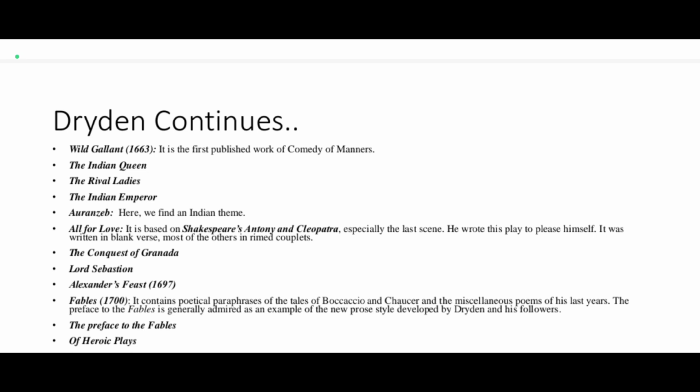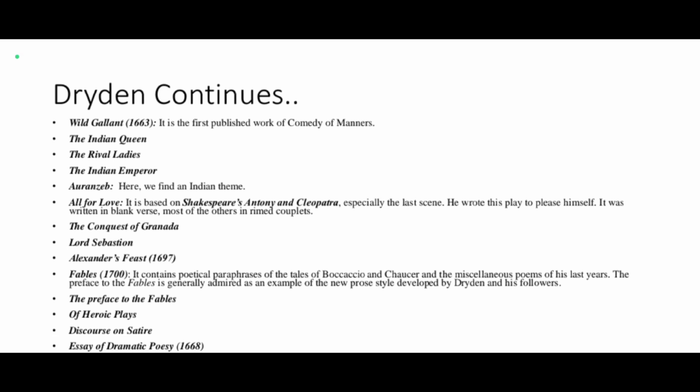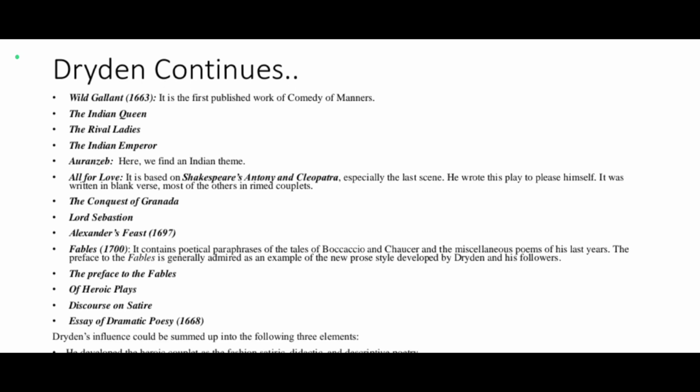Next we have Fables, which was published in 1700. It contains poetical paraphrases of the tales of Boccaccio and Chaucer and the miscellaneous poems of his last years. The preface to the Fables is generally admired as an example of the new prose style developed by Dryden and his followers. After that we have Of Heroic Plays, and then he has written Discourse on Satire, and then one important work, that is Essay of Dramatic Poesy, which was published in 1668. It is an important work. You can read it if you want to.